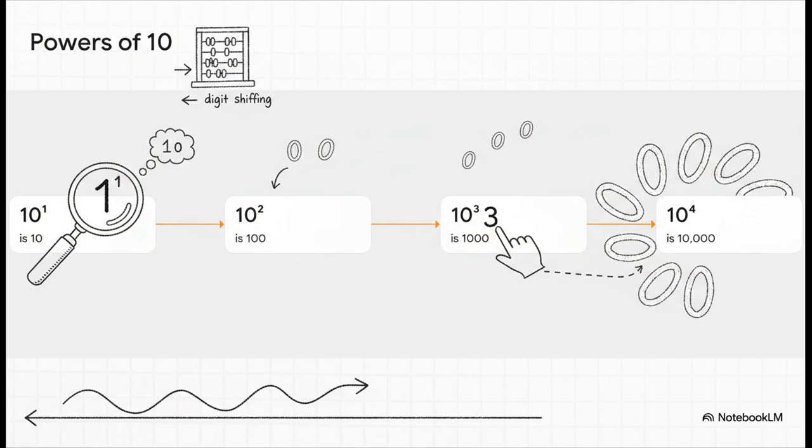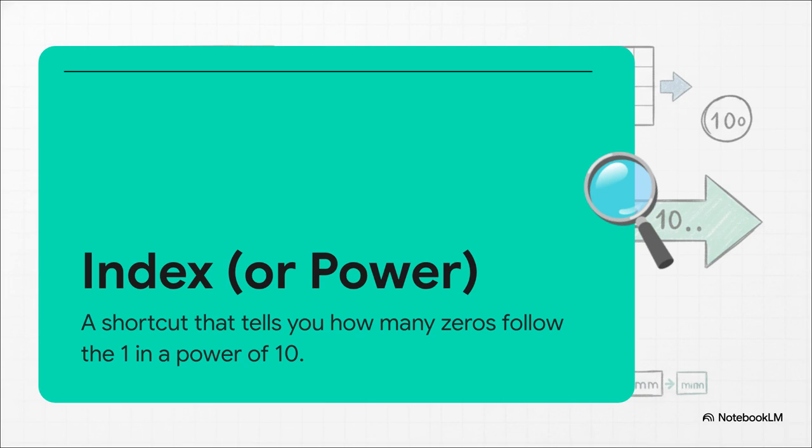10 to the power of 1 is just 10, 1 zero. 10 to the power of 2 is 100, 2 zeros. Are you seeing it? That small number up top, the power, it's literally just telling you how many zeros to tack on after the number 1. So, 10 to the power of 4, easy. It's a 1 followed by 4 zeros. 10,000. Simple.